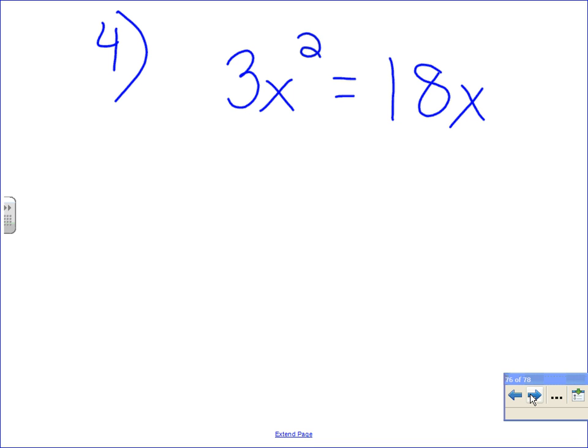Okay, so we talked about factoring yesterday. We talked about the zero product property. Both are extremely important for your success on the Keystone as well as your future math classes.